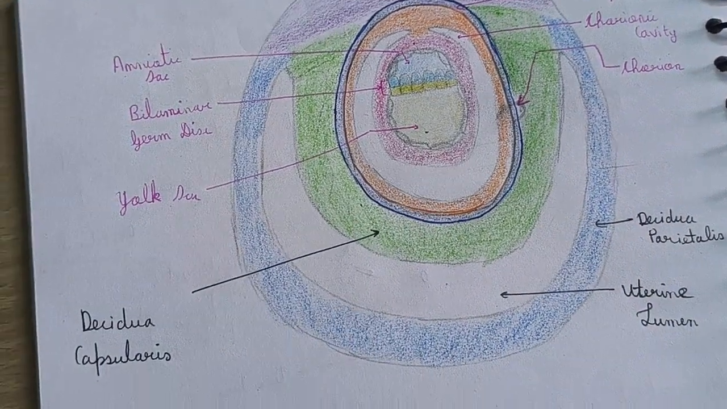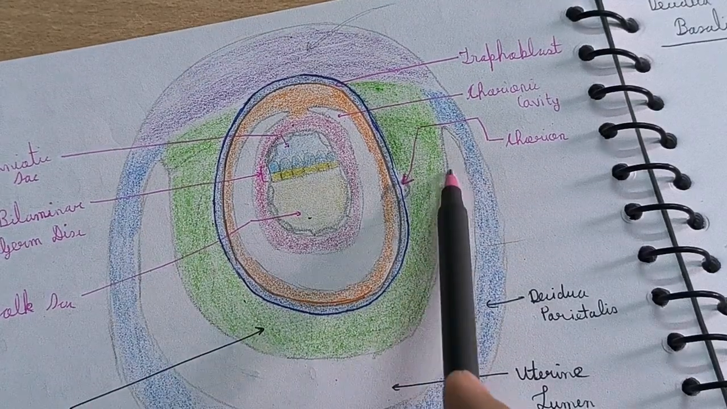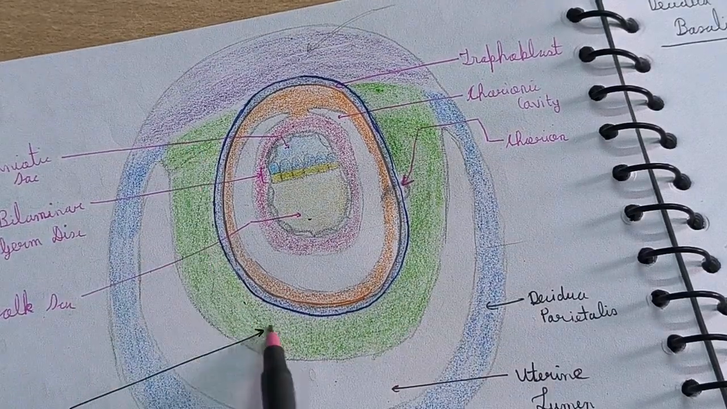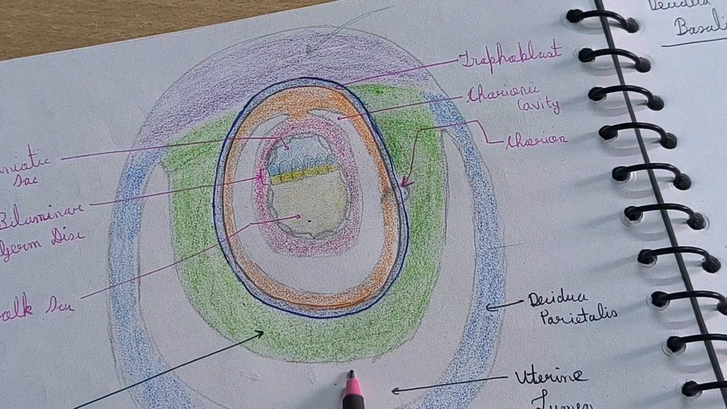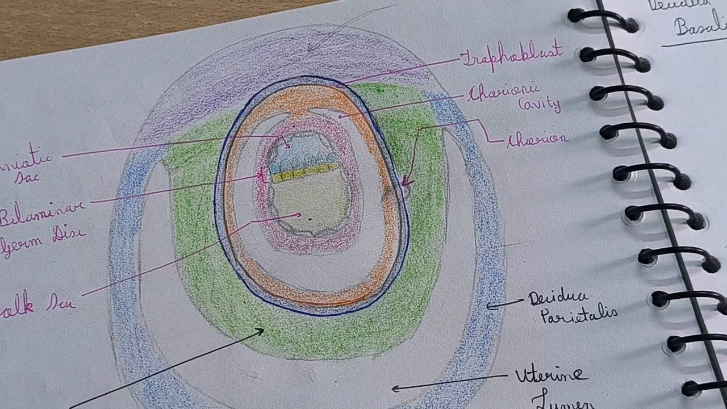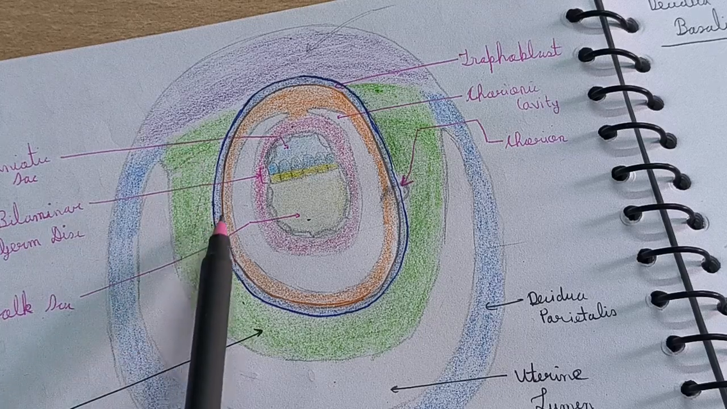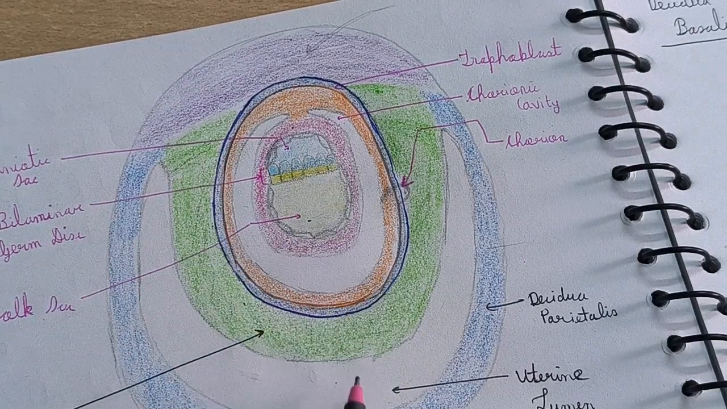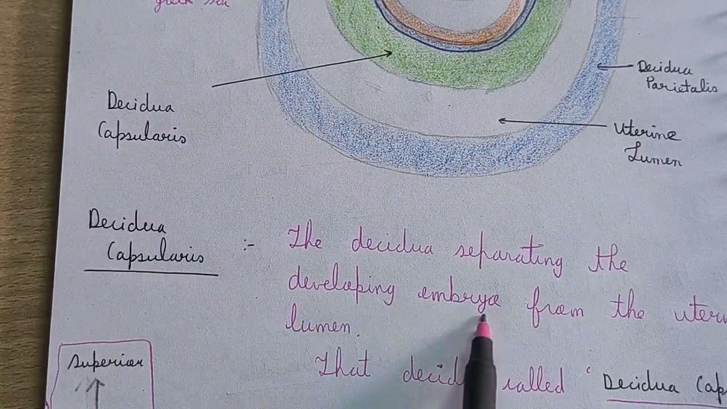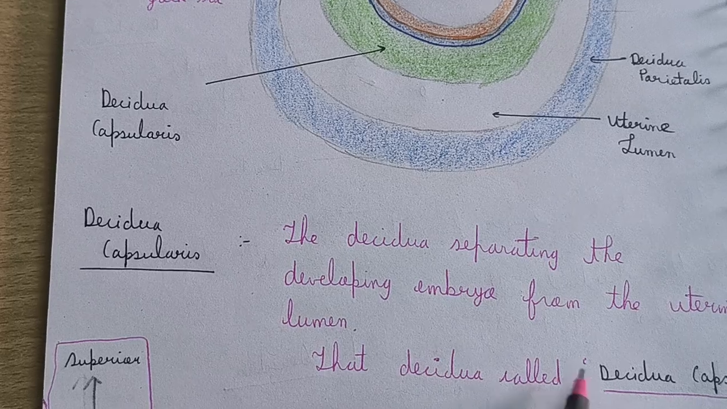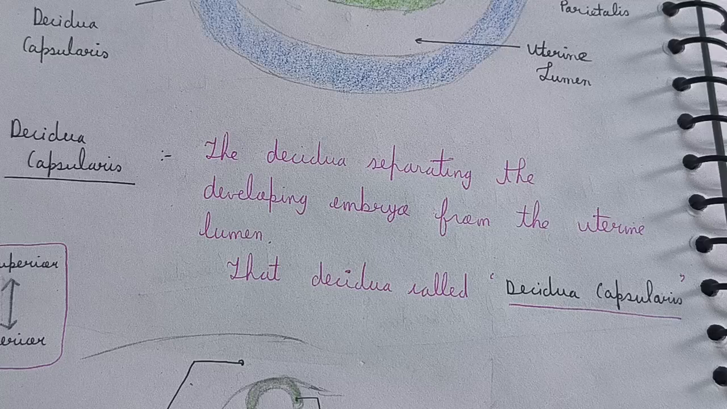First of all I will discuss what is Decidua Capsularis. This is the uterine lumen, and the decidua which is separating this developing embryo or blastocyst from the uterine lumen is known as Decidua Capsularis. So what is Decidua Capsularis? The layer of decidua that separates this whole developing embryo from the uterine lumen is known as Decidua Capsularis. Now I am going to explain what is Decidua Basalis.